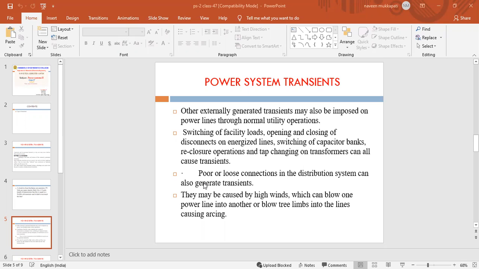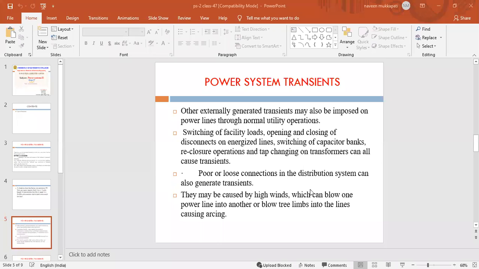Lightning strokes are obtained when a large amount of discharge occurs between cloud and cloud or cloud and earth. In that case, some lightning and humming sounds are produced in the transmission system. Poor or loose connections in the distribution systems can also generate transients.